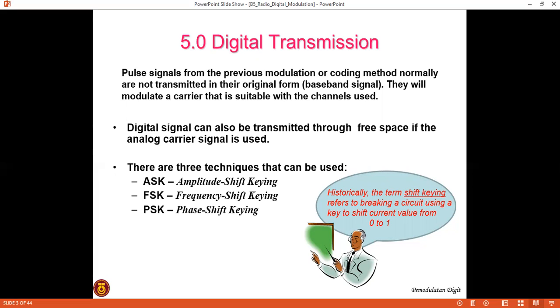Historically, the term shift keying refers to the breaking of circuit to represent 0 and 1. So the control of circuit breaking is used. They use a key to shift the current value from 0 to 1.